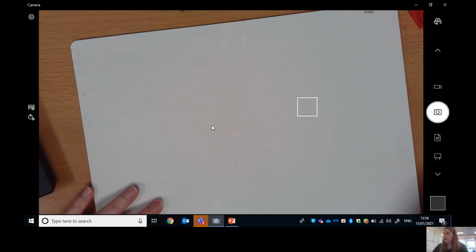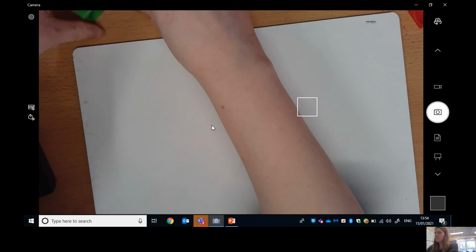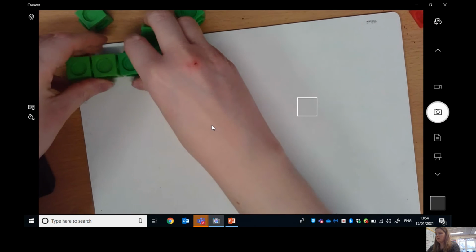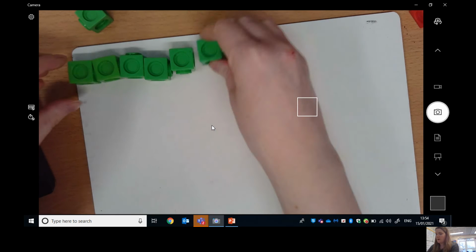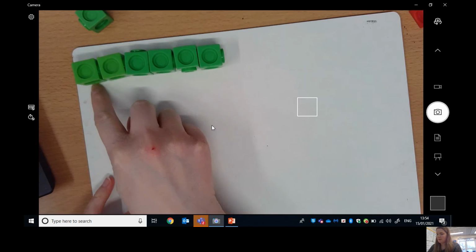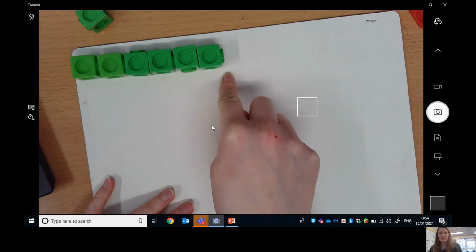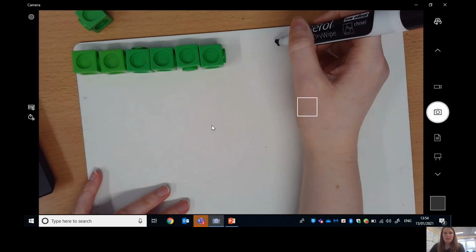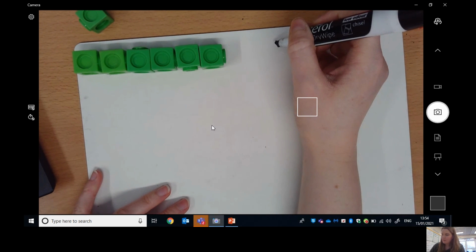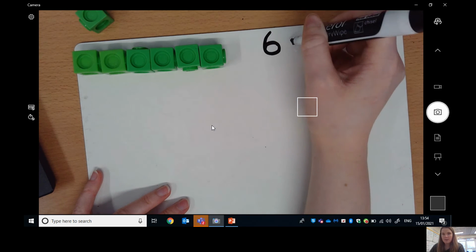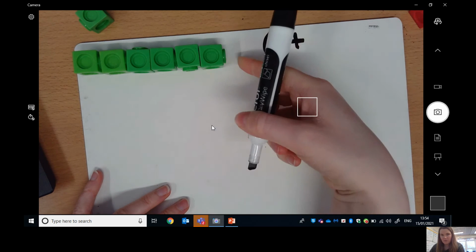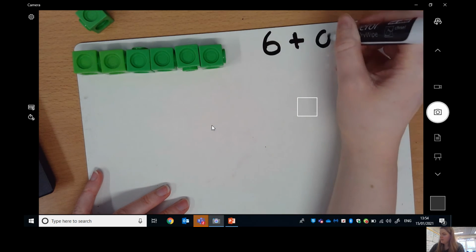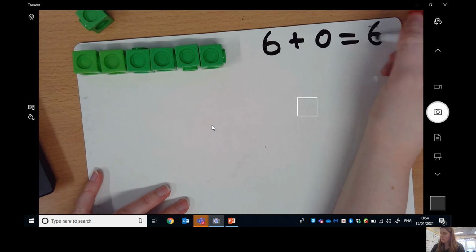The first way I'm going to do is get my 6 cubes. 1, 2, 3, 4, 5, 6. Have I got my 6 cubes? Yes, perfect. What sum would this look like? 6, brilliant. Plus, am I adding anything to it? No. 6 plus 0 equals 6.